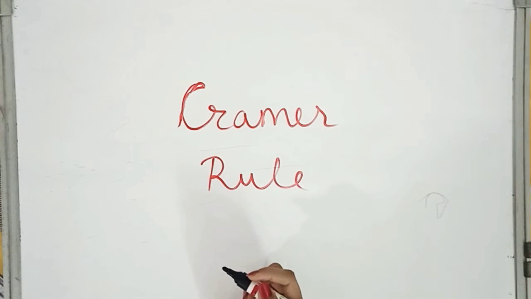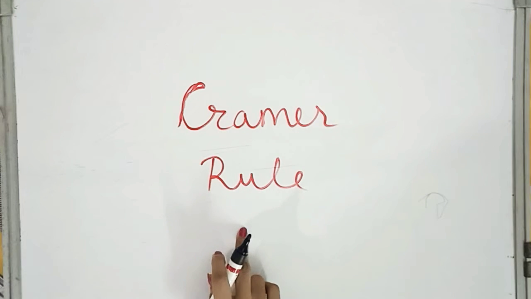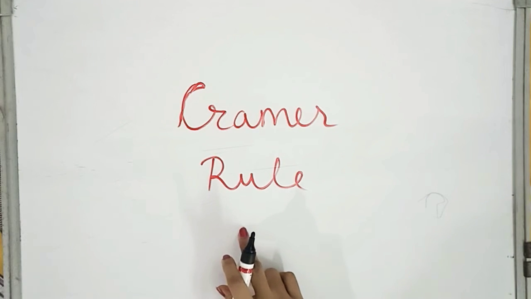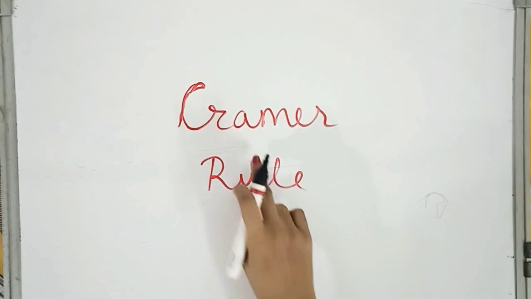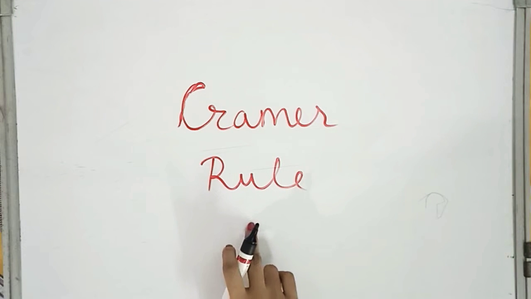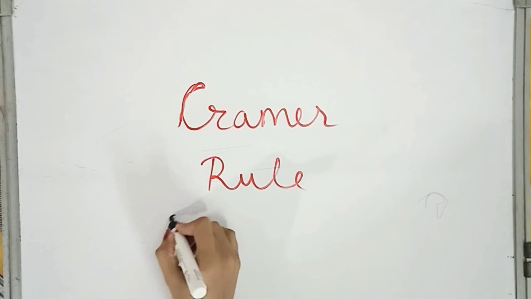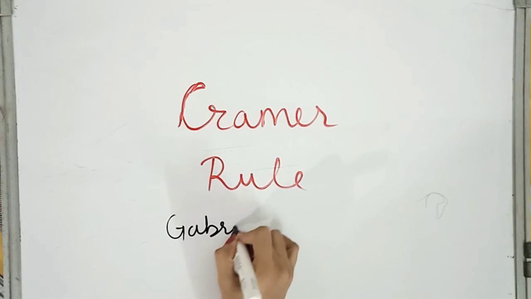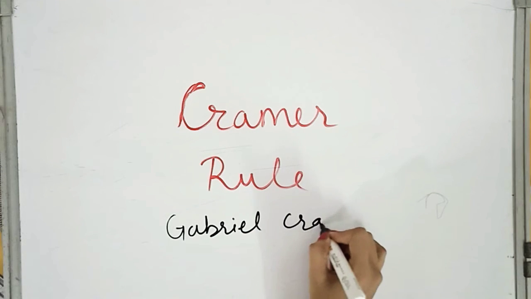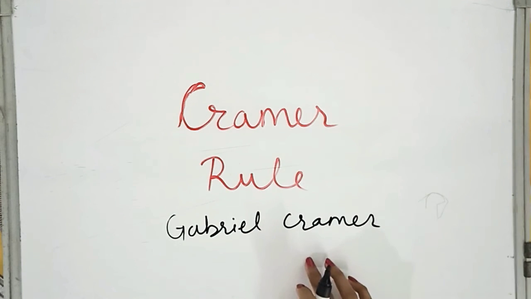In this video, we will learn how to solve simultaneous linear equations using the determinant method or Cramer's rule. There was a Swiss mathematician named Gabriel Cramer who found this method. So this method is also called Cramer's rule or the determinant method.